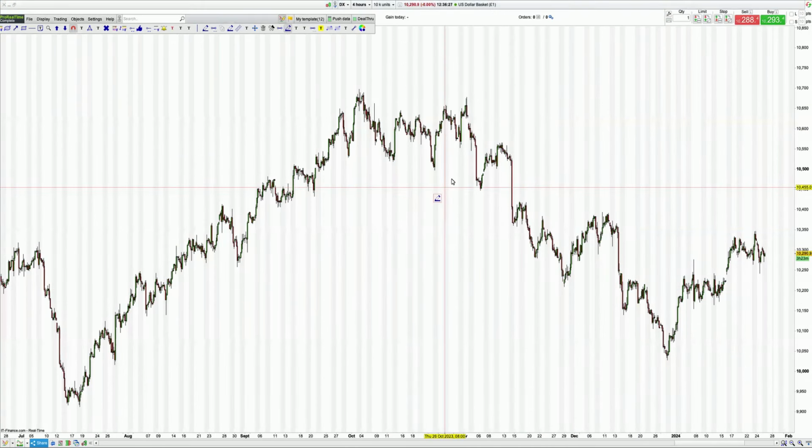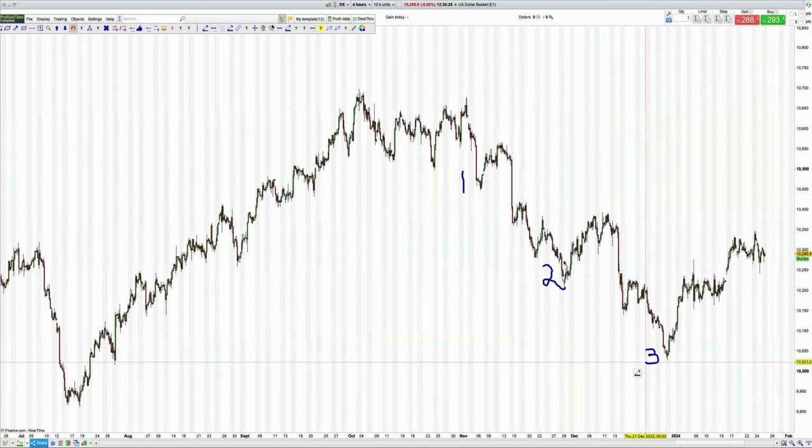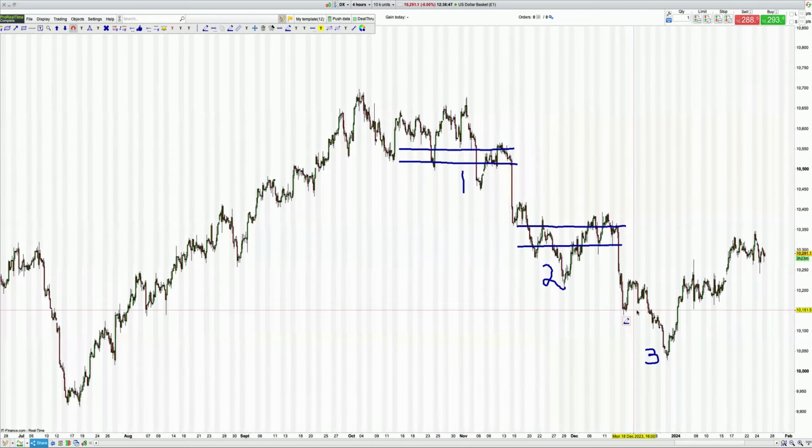What you may fail to notice is that that's organized in threes. And each of these levels here are consolidation zones ultimately. So we can see 1, 2, 3. That's the market cycle down.